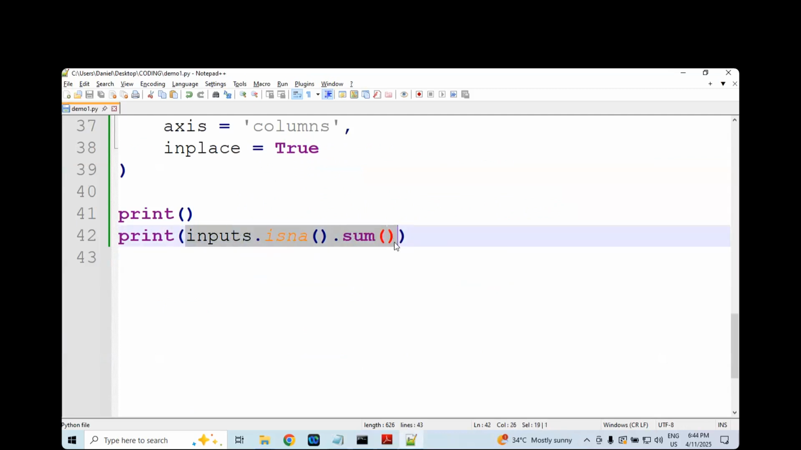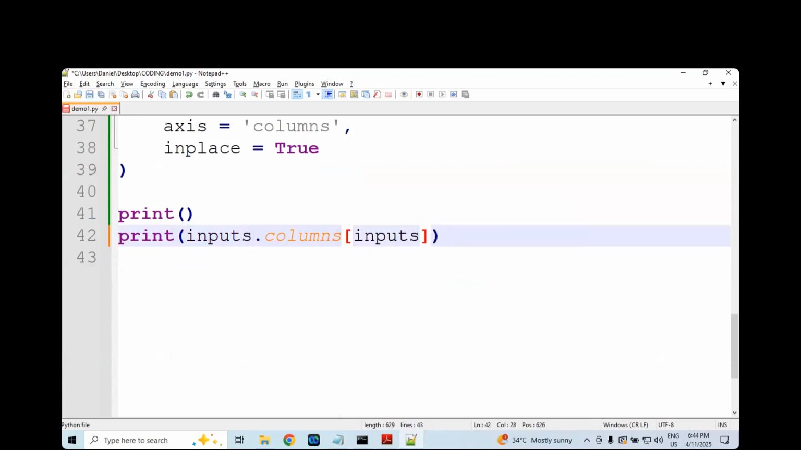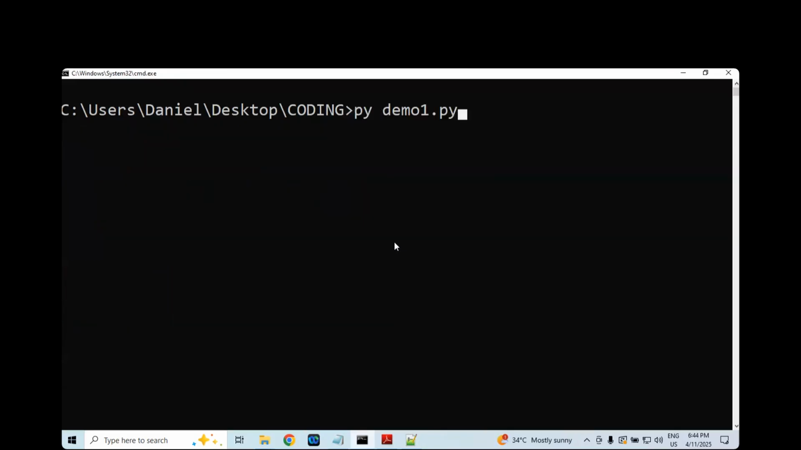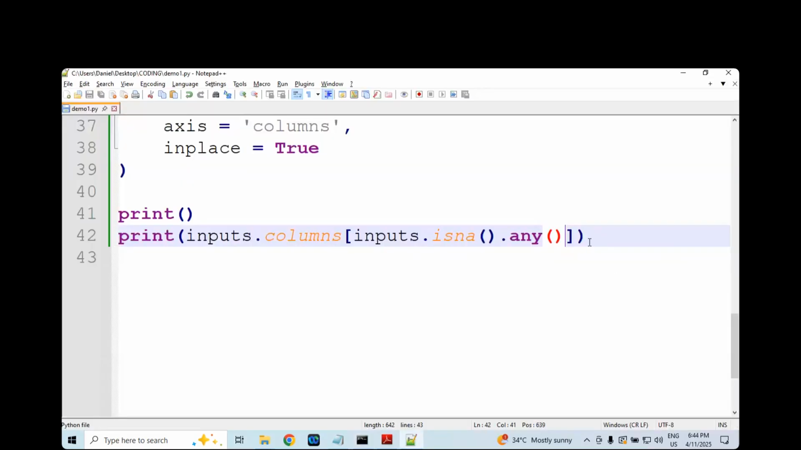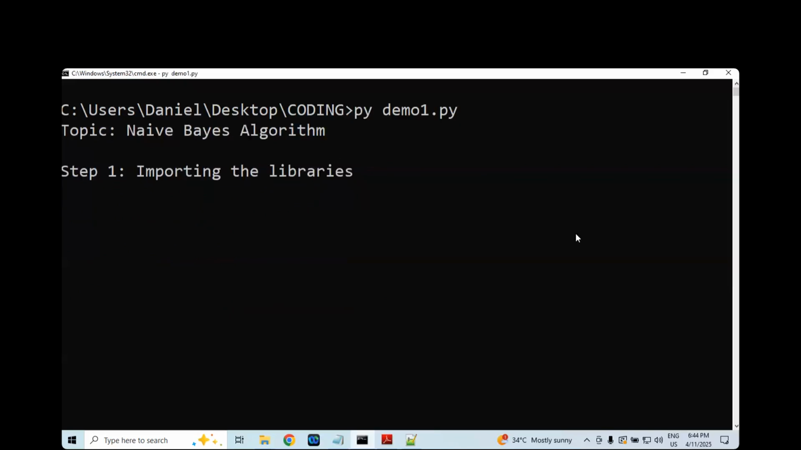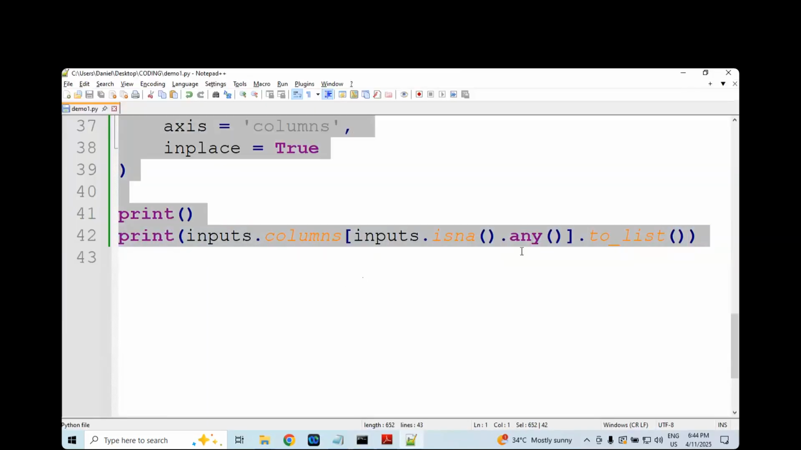Can I get a response from you? Inputs dot columns in square brackets, inputs of isna, then any. Very nice. Maybe you can apply it to the underscore string list also. We'll see. Yeah, very good. We are getting only a single column actually. Let's move on.